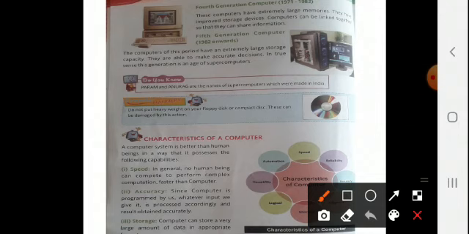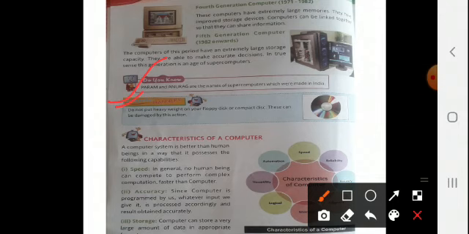Now one more very important thing, you may get it in the exam also: Param and Anurag are the names of supercomputers which were made in India. What is the name? Param and Anurag. Understood? Now these are all the 5 generations of computer we have studied.